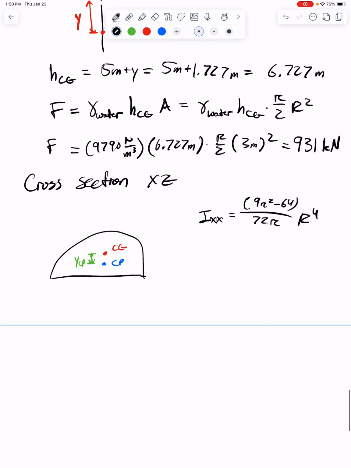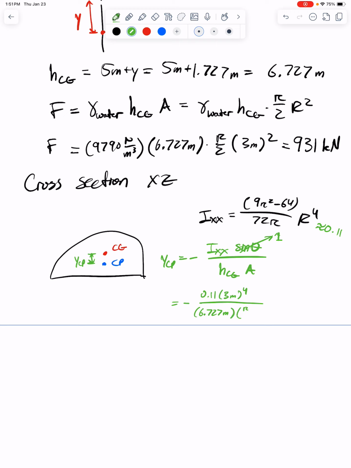Okay. Then we're at y. YCP is negative second moment of inertia times sine of the angle, and since it's a vertical surface, the angle is 90 degrees, divided by HCG times A. Plug in the values. This simplifies to about 0.11 times 3 meters to the power of 4, divided by 6.727 meters times π over 2 times 3 meters squared.